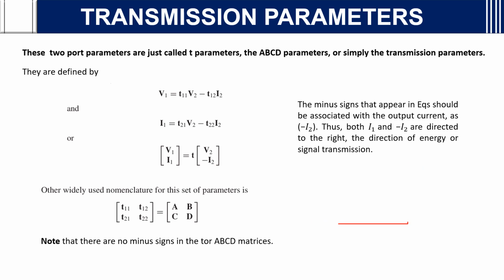Then the other widely used nomenclature for this parameter is the ABCD parameter. As I said, T11, T12, T21, T22 can be written as ABCD parameters. There is no minus sign in the ABCD matrix. If you are writing in the ABCD matrix, no need to mention the minus sign. But here it is minus I2.